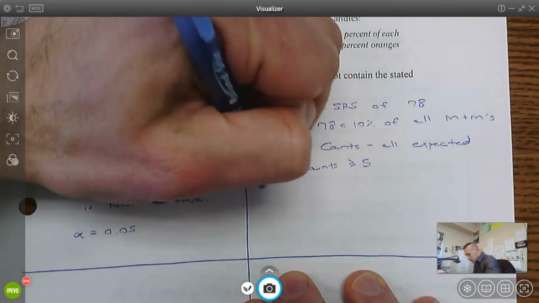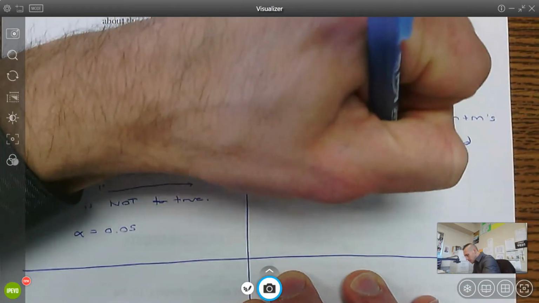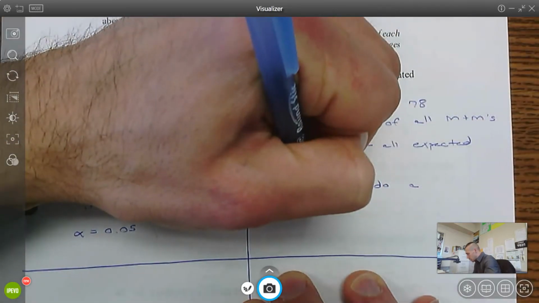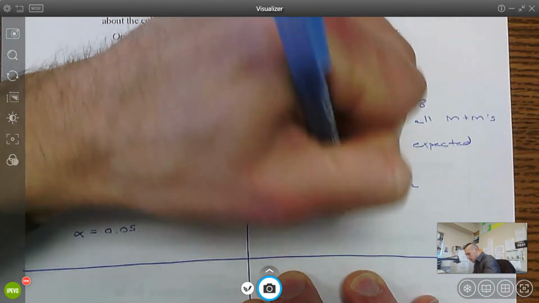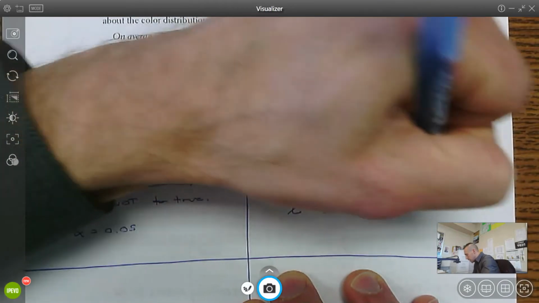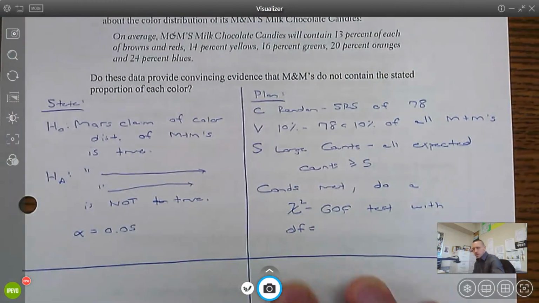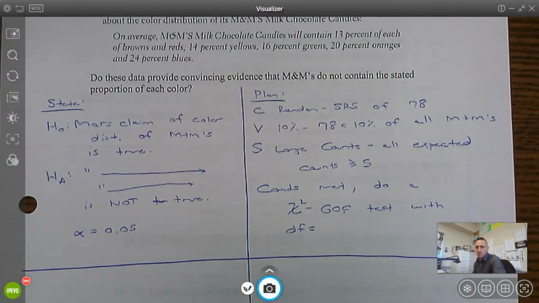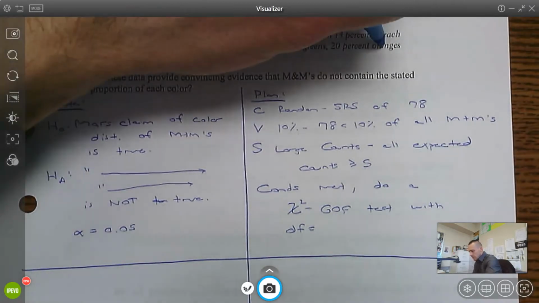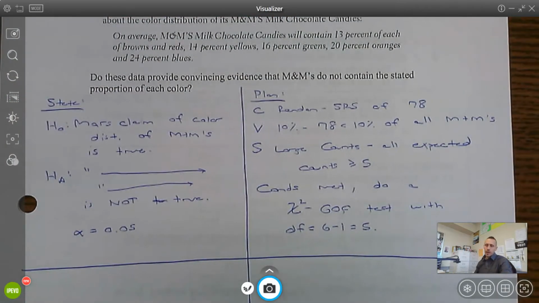Okay, so as we always do, we're going to name the procedure, conditions met, do a chi-squared. This is called a goodness of fit test. Goodness of fit. How well does the data fit the claimed distribution? Test with degrees of freedom. The degrees of freedom are the number of categories minus 1. So we have 1, 2, 3, 4, 5, 6 different colors. So 6 different categories minus 1, 5 degrees of freedom.